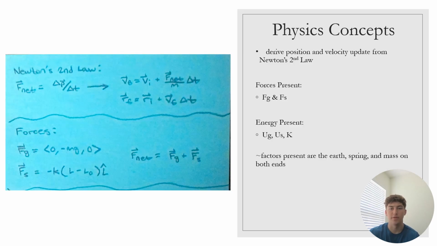First, to explain the physics concept used, we need to derive the position and velocity update formula from Newton's second law, which we can see here from F net equals delta momentum over delta time. That would be divided by mass on both sides, and we can rearrange to get our velocity update, and then from that we can find our position update.